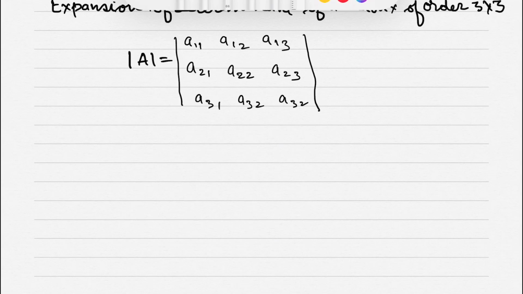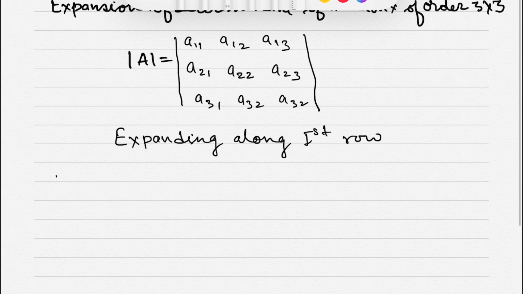In today's video, we'll learn how to expand a 3 by 3 determinant along its rows and columns. So let us expand this determinant along the first row. Determinant of A is equal to minus 1 to the power 1 plus 1, A11 into the determinant obtained by hiding the first row and the first column of the original determinant.